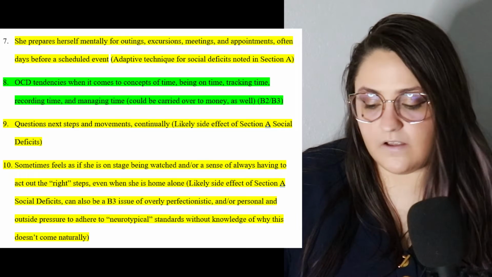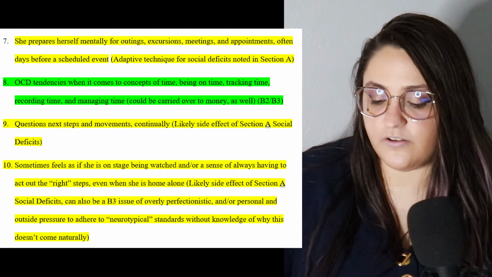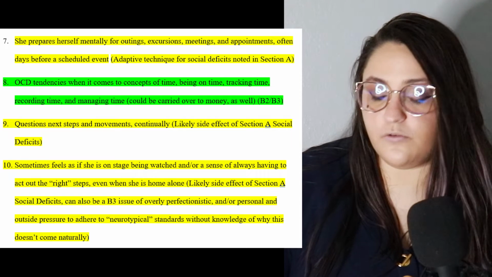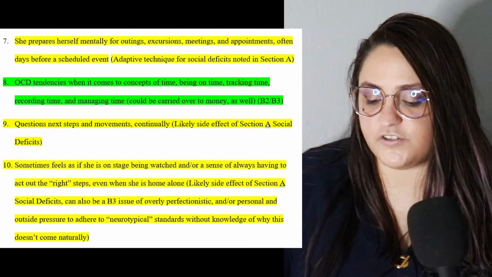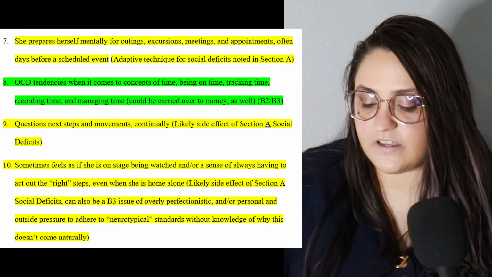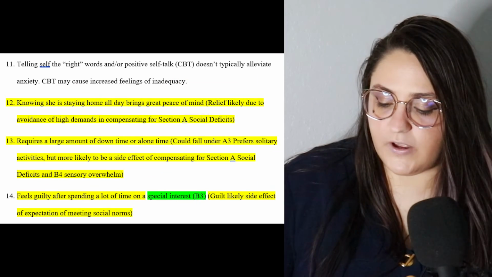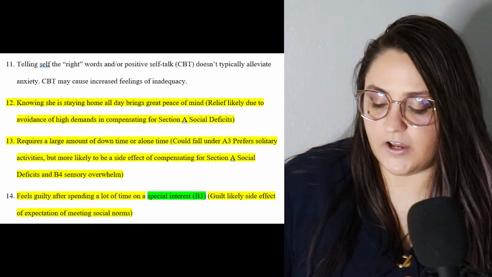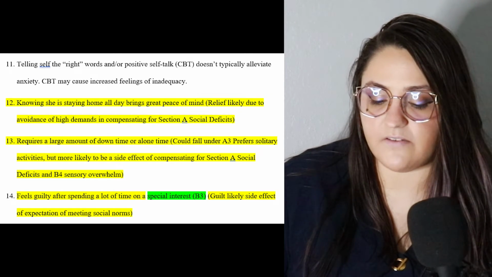So again, I've marked this yellow. I feel that that's likely a side effect of Section A social deficits. It could also be a B3 issue of being overly perfectionistic and or personal and outside pressure to adhere to the neurotypical standards without knowledge of why this doesn't come naturally. Telling yourself the right words and or positive self-talk, CBT doesn't typically alleviate anxiety. CBT may cause increased feelings of inadequacy.